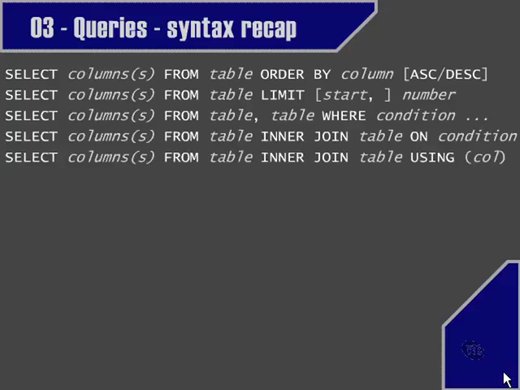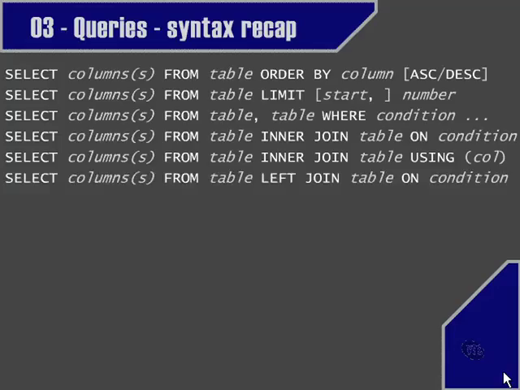We can also express an inner join by using the using keyword, and we'll specify a column. This requires the column that we want to match up between the tables to have the same name. We also learnt how to use left joins, in which all records from the left hand table and those records from the right hand table that are relevant to the left are included.